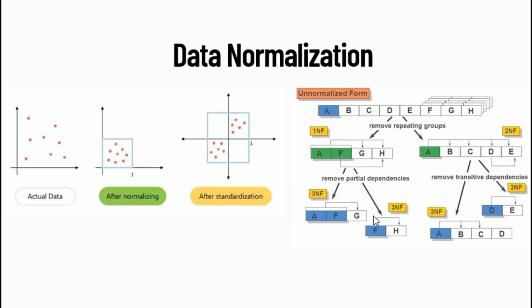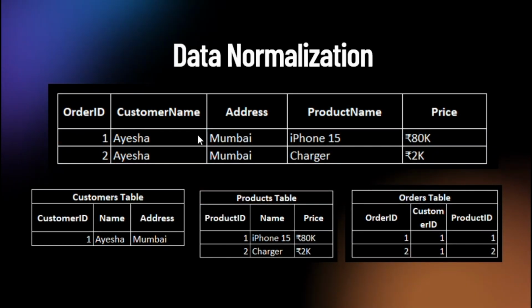Multi-layer segregation of the data is 1NF, 2NF, and 3NF, which we will look into going forward. Let's look into the real-time example. If you look here, the first table is an original unnormalized table, which has all the values from order ID to customer, and all the details over here.